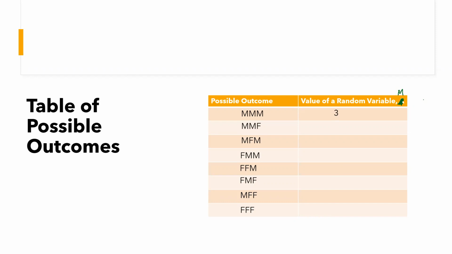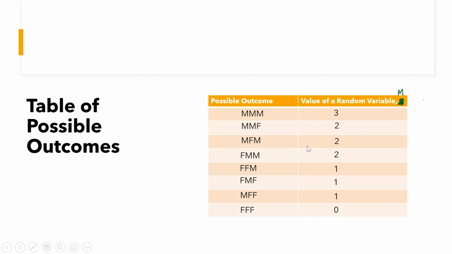Okay, how about for the next 3 outcomes? It will be 2. Why 2? It's because we have 2 males given. Okay. How about the next 3 outcomes? The FFM, FMF, MFF. It will be 1, 1, 1. Why 1? Because we only have 1 male in these outcomes. While in FFF, we have no males. That's why it's 0.